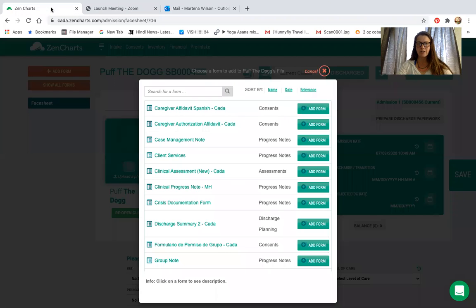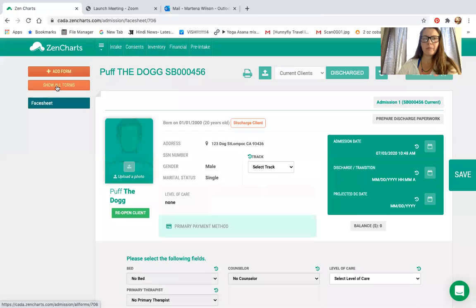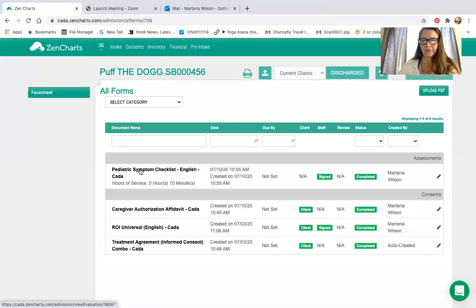Let's go back to Zen Charts. So I'll cancel this. And remember, show all forms. So we'll see what we have. Pediatric symptom checklist. You did that when you did the intake with mom or dad or caregiver, authorization within intake, ROI, and informed consent.